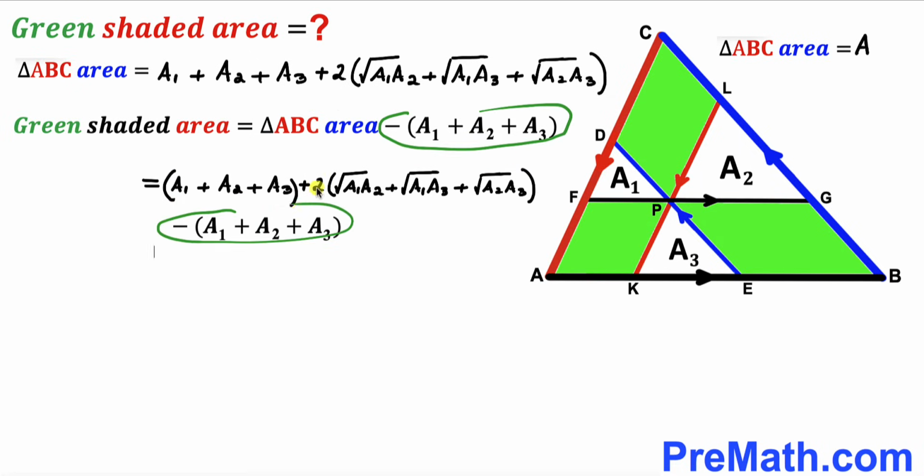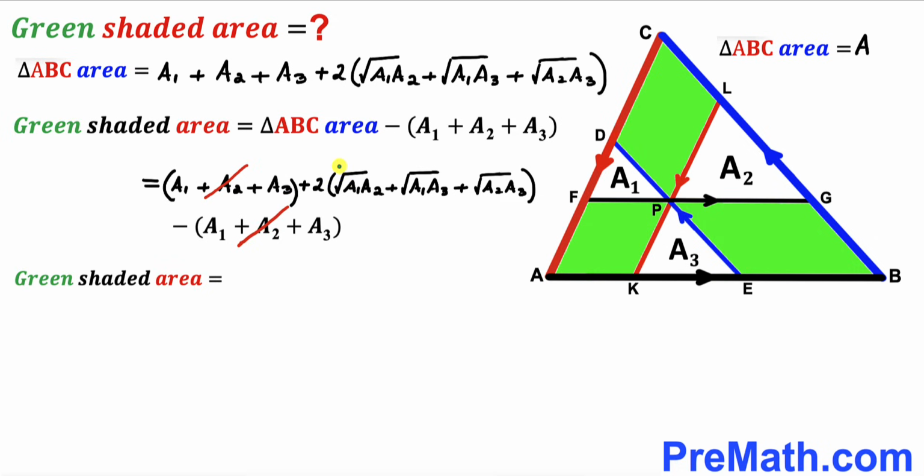And now we can see this sum of these individual areas a sub 1 plus a sub 2 plus a sub 3 cancels out with this one. So therefore our green shaded region area is going to be simply this part. So therefore our green shaded region area turns out to be 2 times the square root of a sub 1 a sub 2 plus the square root of a sub 1 a sub 3, and then plus the square root of a sub 2 a sub 3 square units.